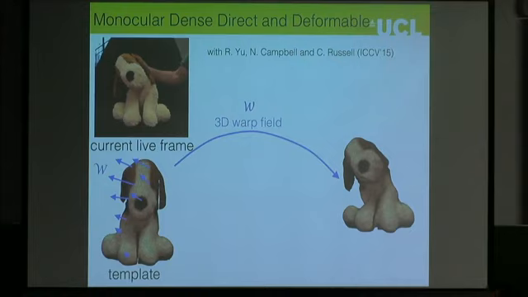So what are we estimating here? We're estimating this warp field. For each vertex, we are estimating a 3D vector, a translation vector that's going to take us to the next position in the deformed frame.